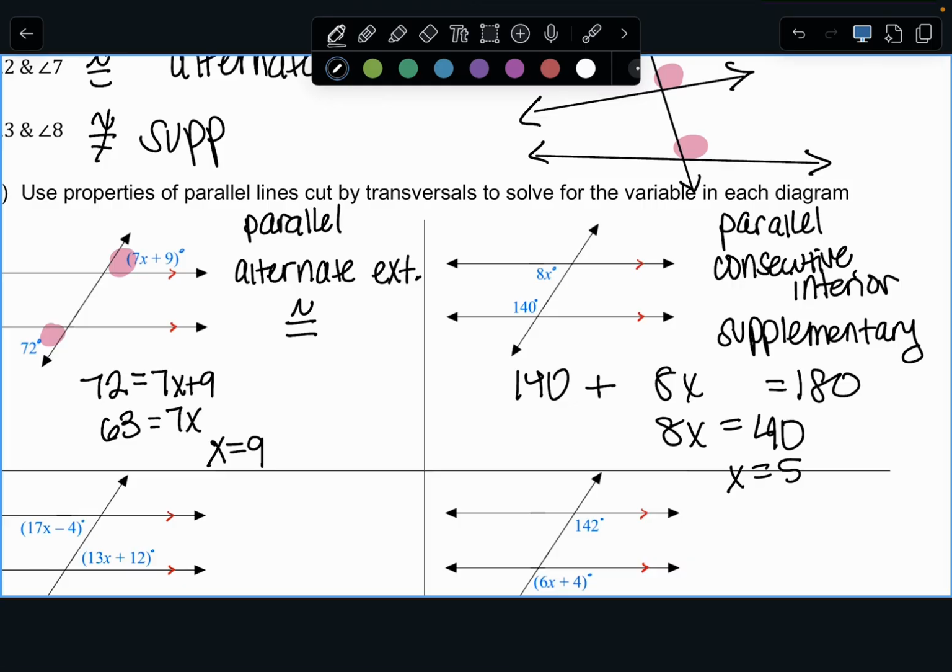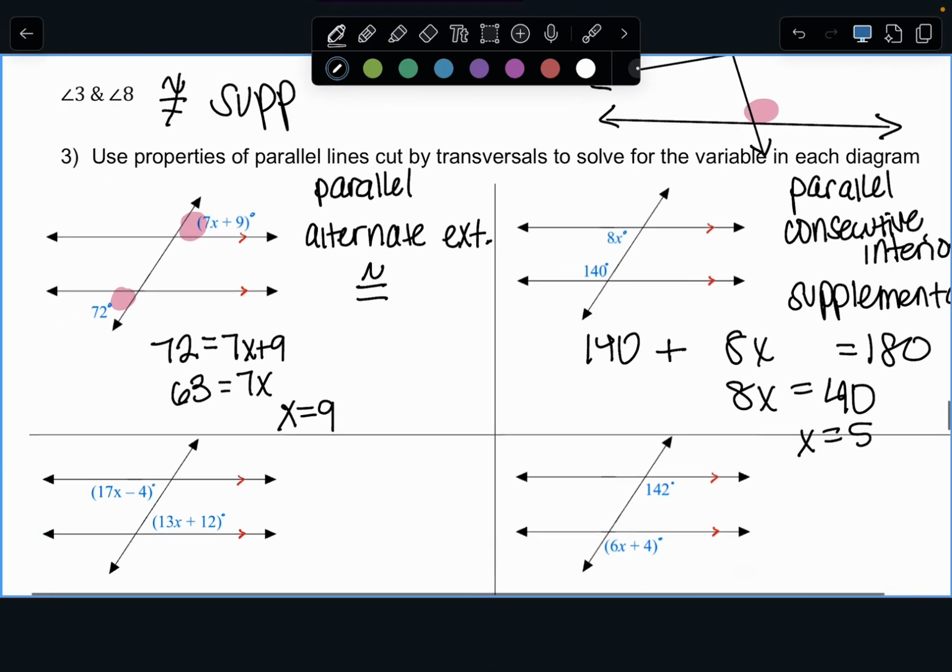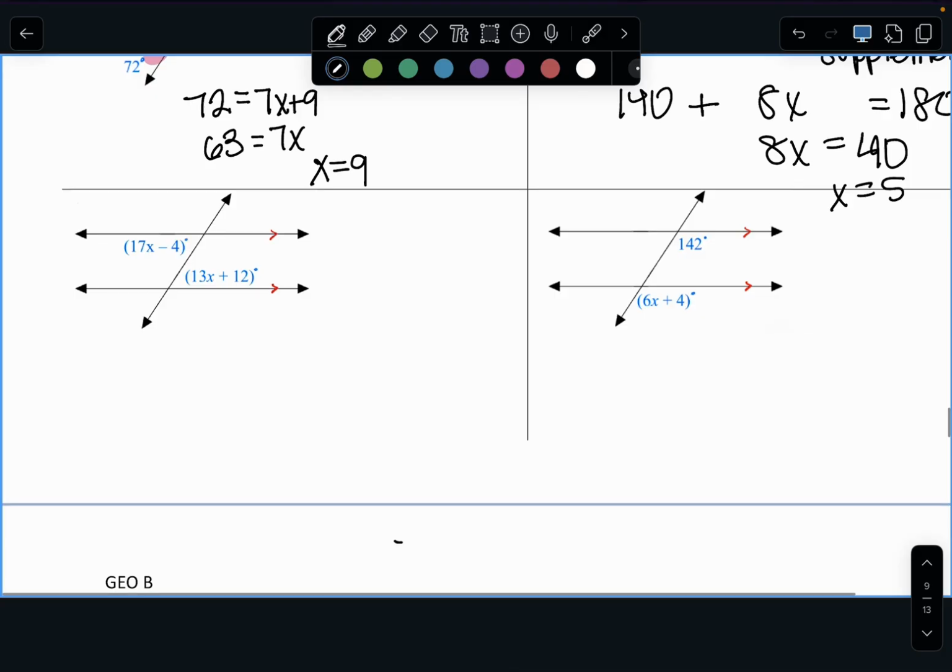Then we get the relationship. Then we get how the measures interact. And then we do our equation. Four steps. You have to check that the lines are parallel first. Okay? Let's go down to here.